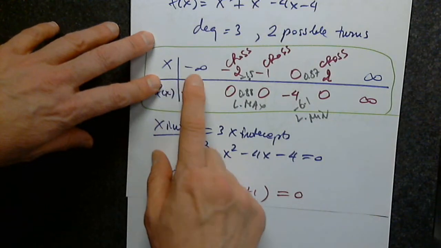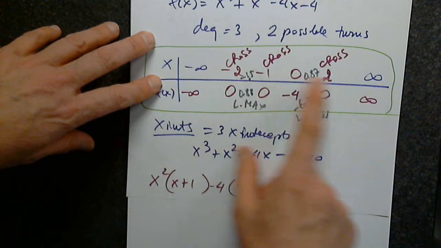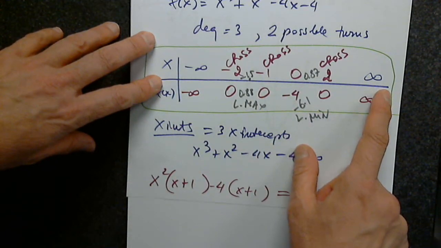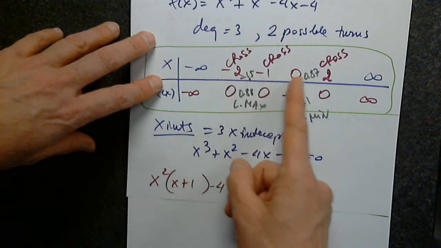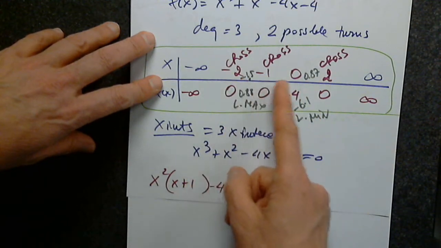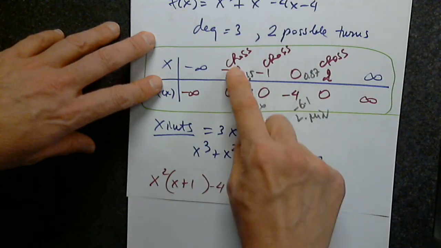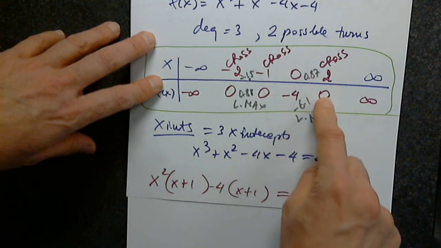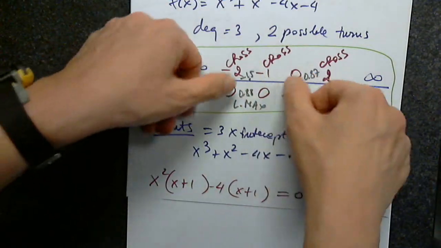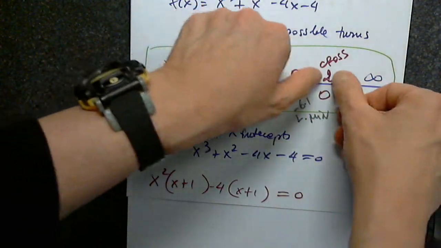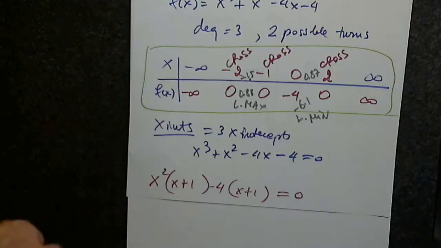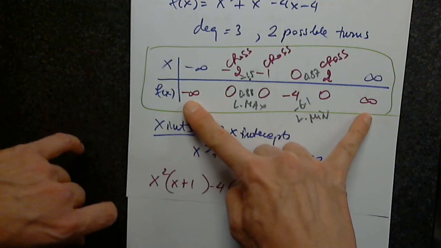It says that x can be anywhere between negative infinity and infinity. And the x values that I'm interested in are negative 2, negative 1, 0, and 2. Then I put the values underneath, because these are the points: negative 2, 0; negative 1, 0; 0, negative 4; and 2, 0, x and y. And then the end behavior.